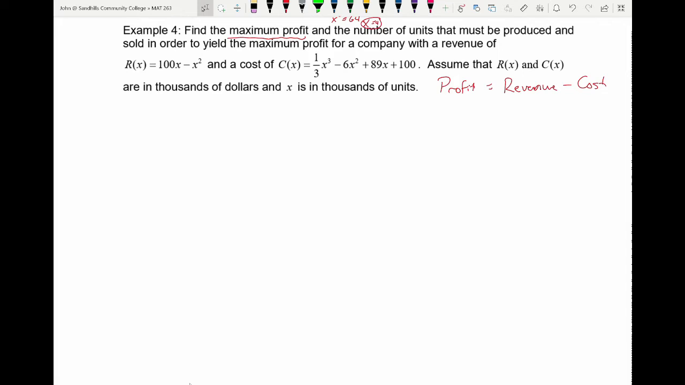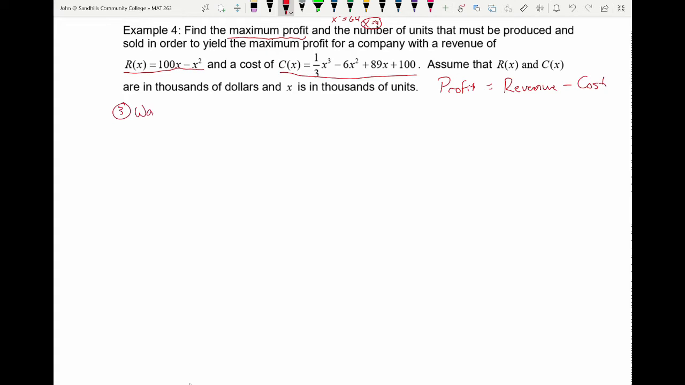So for this problem, since we're looking for maximum profit, we want to use the equation that profit is equal to revenue minus cost. So the first thing to figure out is what we know. So let's start on step 3. We don't need to draw a picture in this case. And so we're going to jump to what we know. We know that revenue is 100x minus x squared. We know cost is given also.